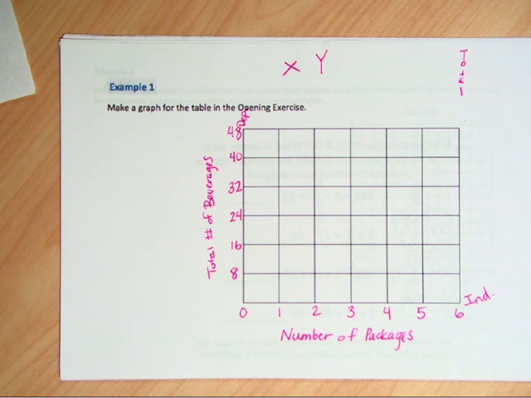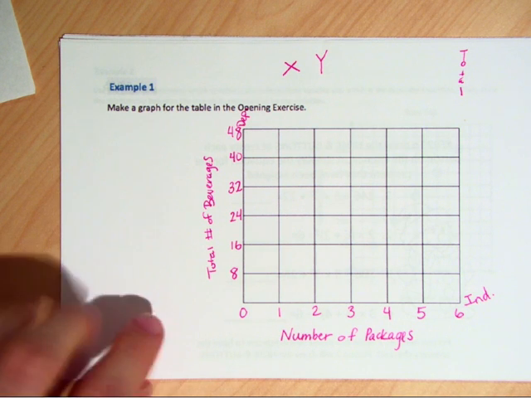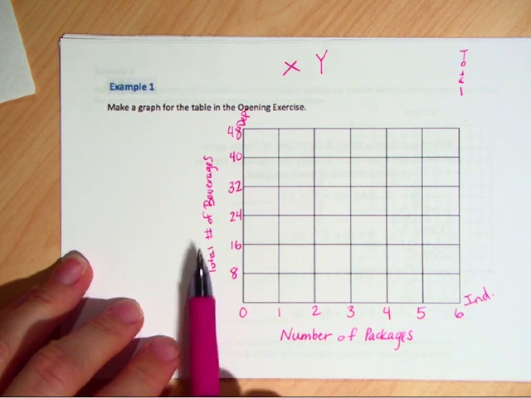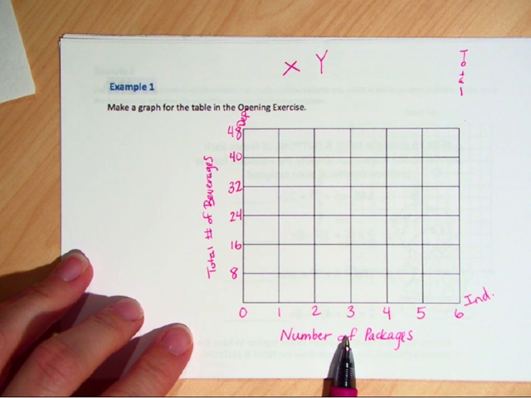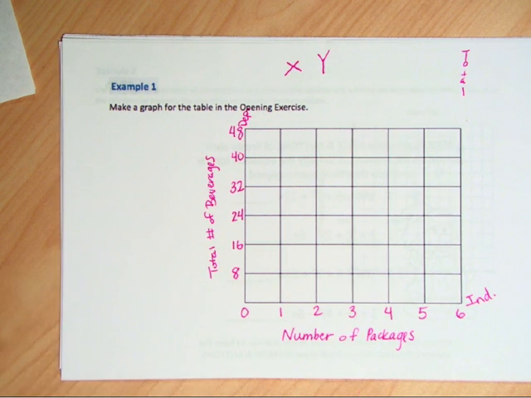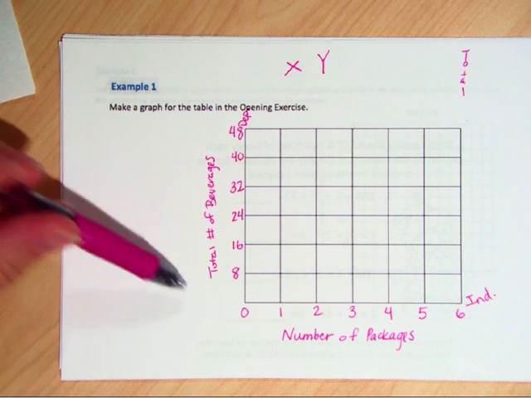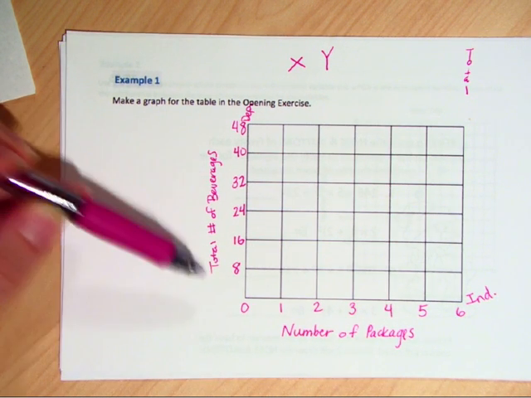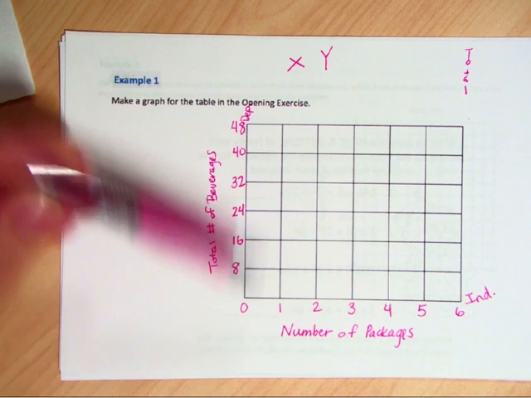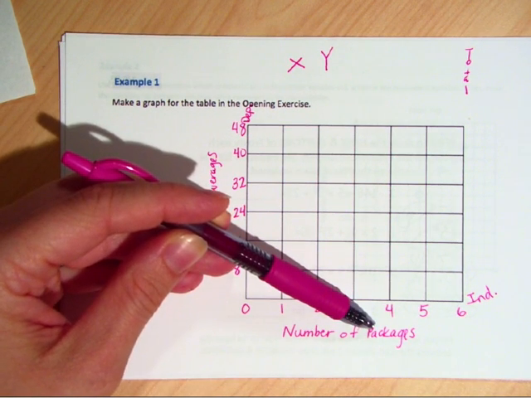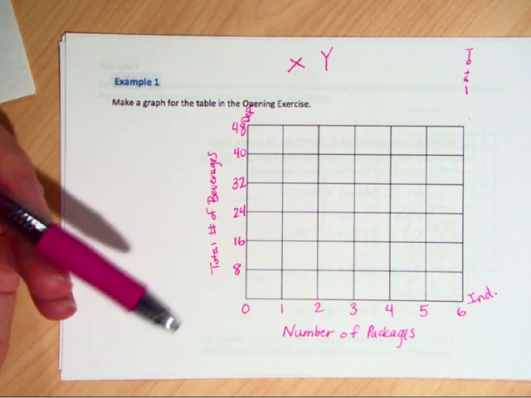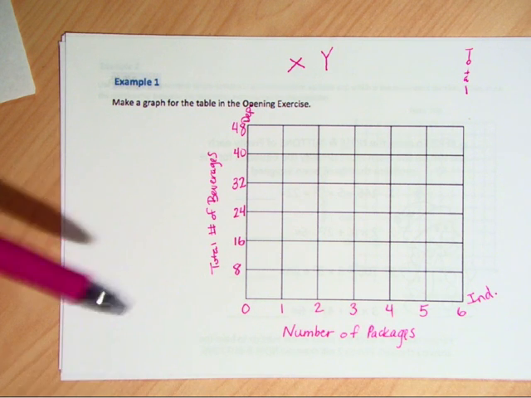mark things, plot things. Okay, one way to make sure that you have it set up correctly with your independent and dependent variables is to give yourself a sentence. Your sentence is going to go left to right. So my sentence is going to say this: the total number of beverages depends on the number of packages. If that's true, if that makes sense, then you set it up correctly.